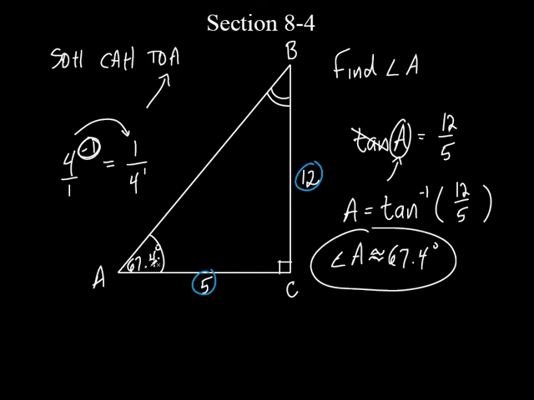And you're like, well, yeah, but I'm going to get the same thing if I do the tangent of that. But look at what you're taking the tangent of. Watch. The tangent of angle B is equal to what? Opposite over adjacent, which is 5 over 12.